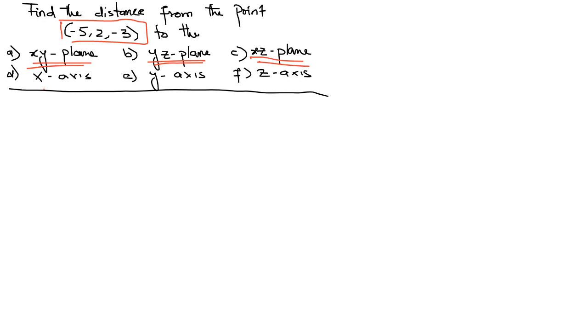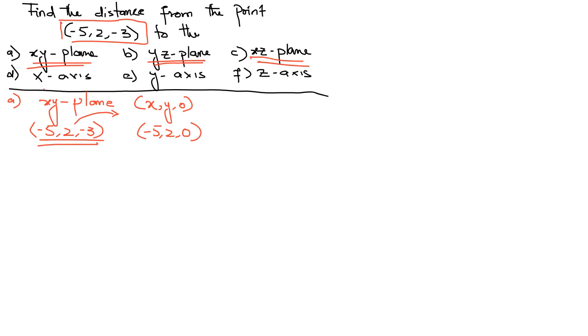So how can you find it? In the last class I told you what the xy plane means. XY plane means the z coordinate is equal to 0, so only x, y, and 0. We have a point -5, 2, and -3. If you want to change this point into the xy plane, it becomes -5, 2, and 0. Got it? So I convert this point into that one.